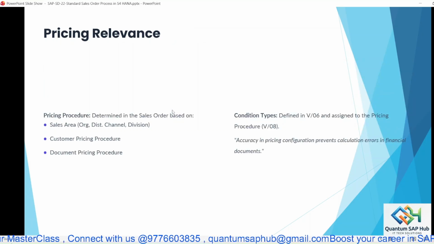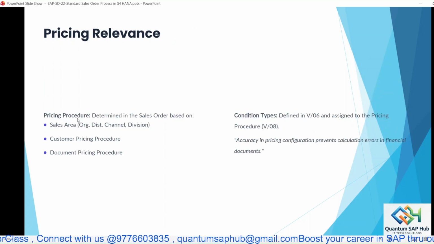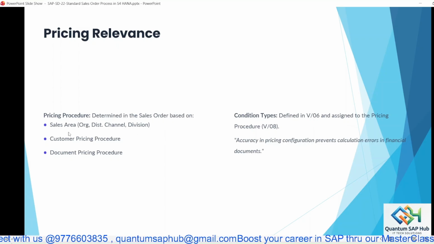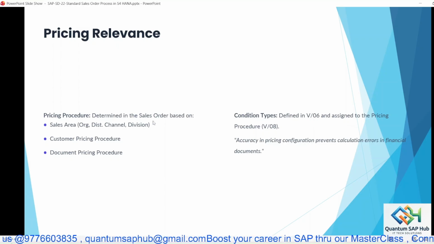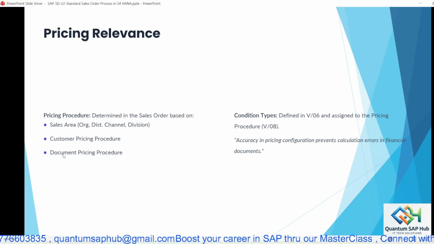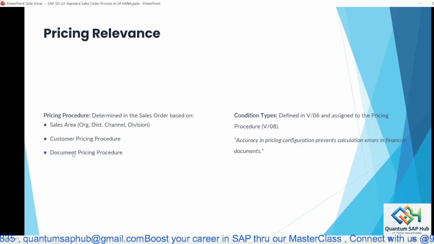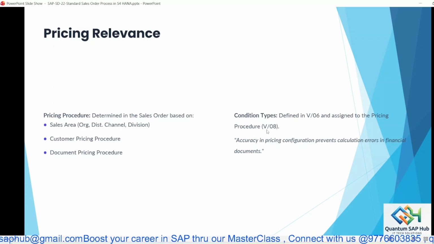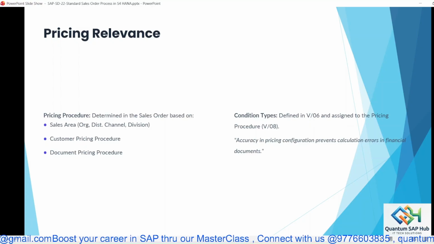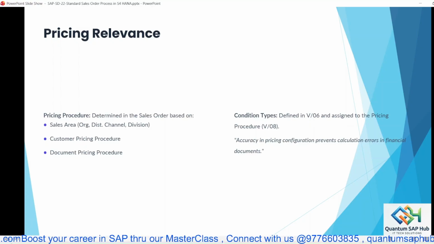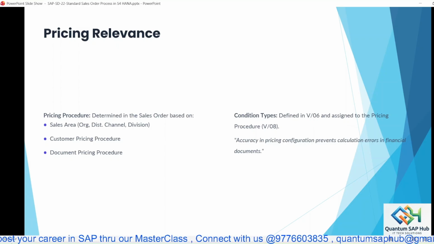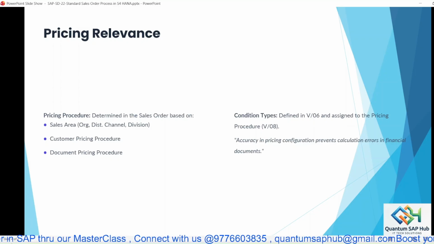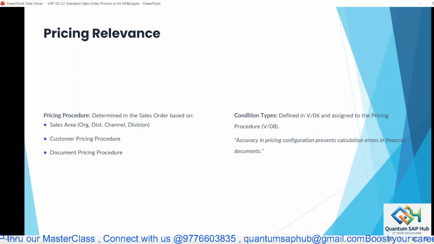Next is the pricing procedure. It is determined based upon the sales order. The sales area comes from the sales order, the customer pricing procedure is determined from the customer, and also the order type. The condition types are defined in the pricing. The pricing procedure is defined in OBQ; V/06 is the condition type, V/08 is the pricing procedure. In VK11 we maintain the condition records, which will be reflected in the pricing procedure. The condition values will be determined.